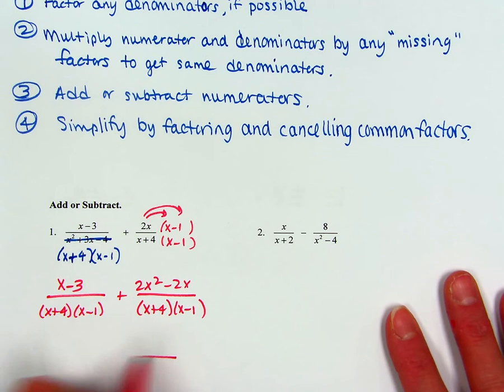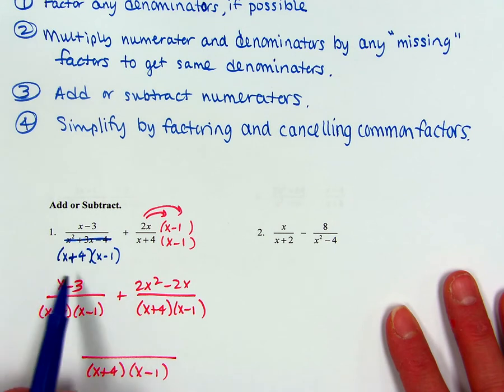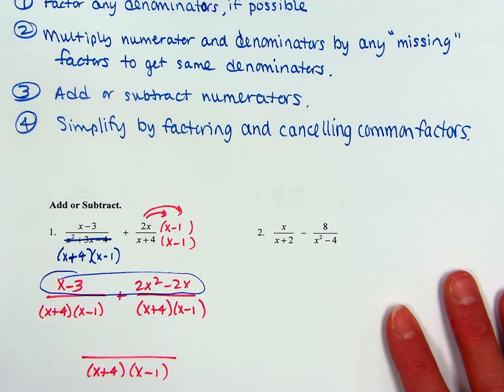Now you can add. The denominators don't change. You just want to add together any like terms in the numerator. So I'm going to put these in the correct order. 2x squared goes first. x minus 2x is -1x, and then minus 3.